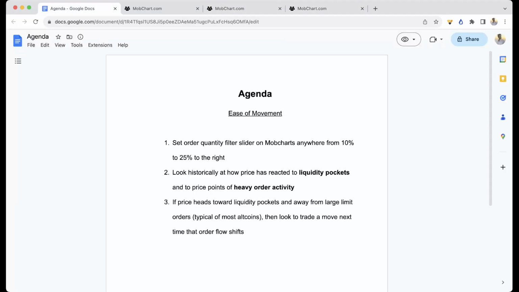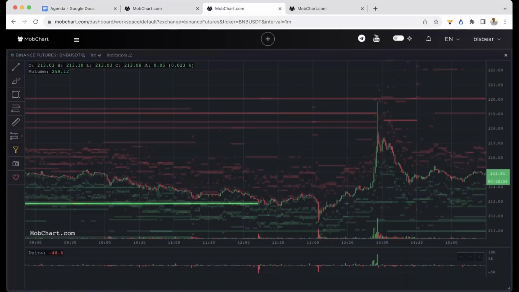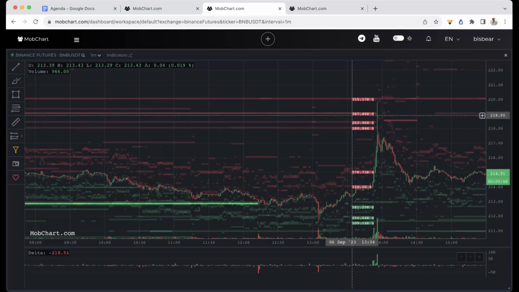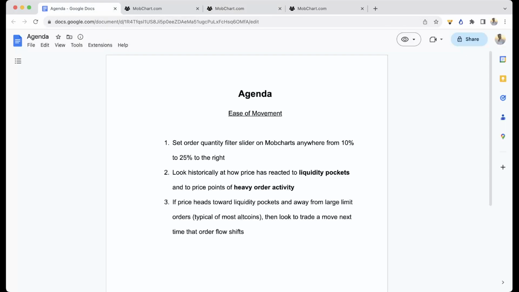Now, heavy order activity is very straightforward, I would say. Heavy order activity would be something like here, or something like here, especially when there's a bunch of large limit orders all clustered around the same area. So if price heads toward these liquidity pockets that I just explained, and away from large limit orders, that's pretty typical, and that's what you're going to see on most coins. And if you see that historically that's been happening, typically it does continue to happen in the future.